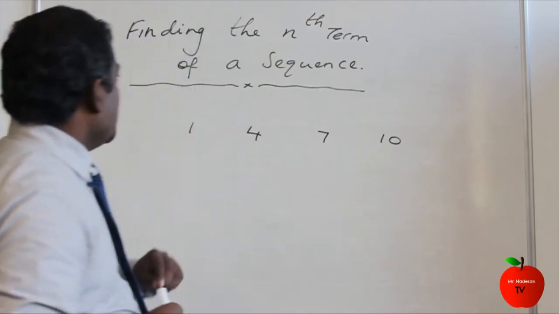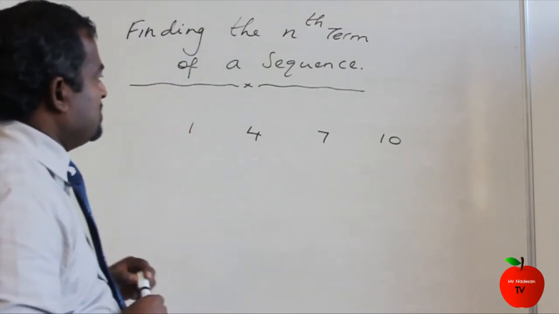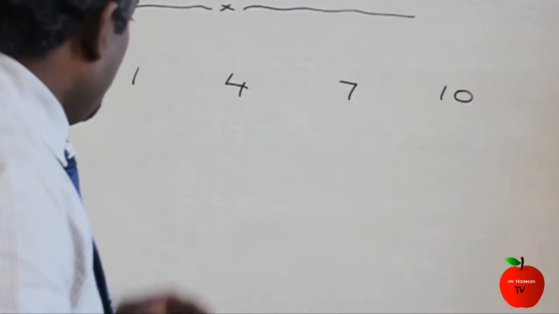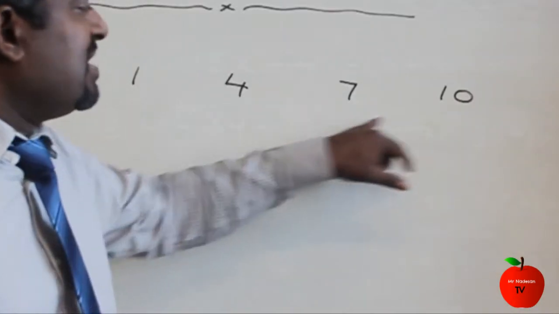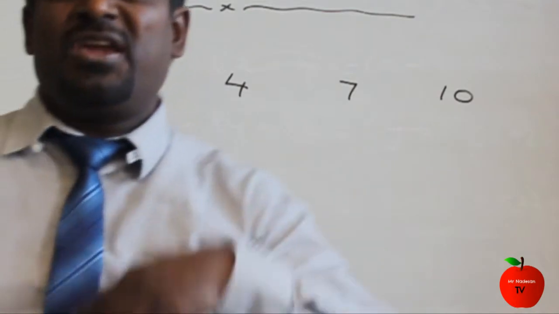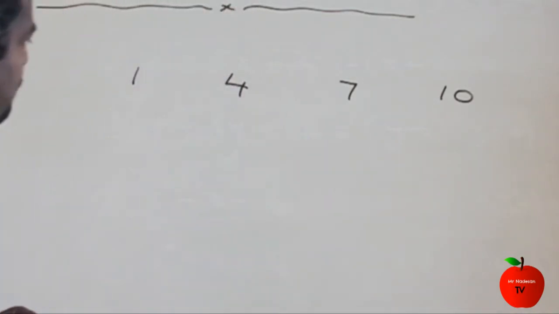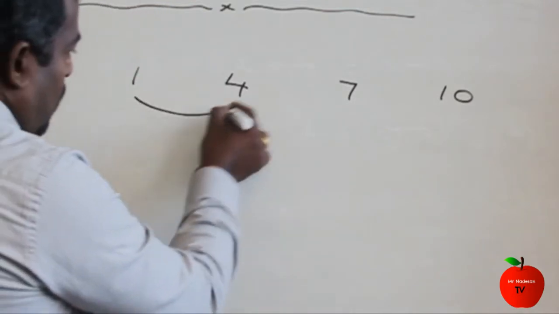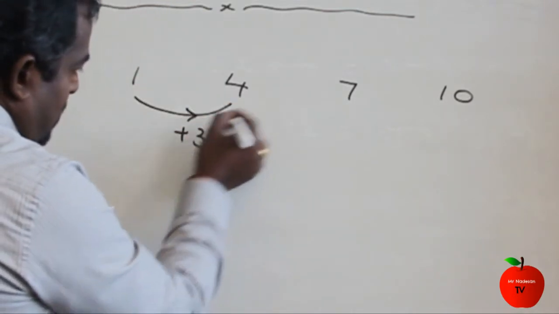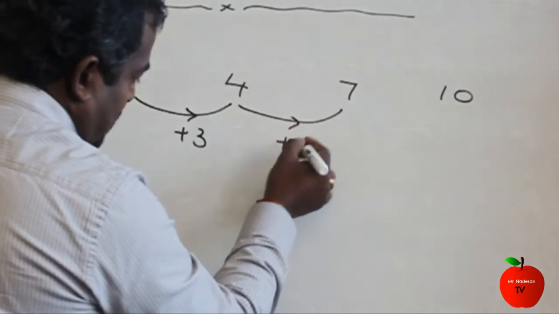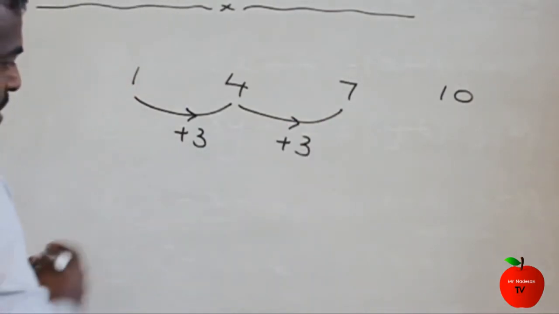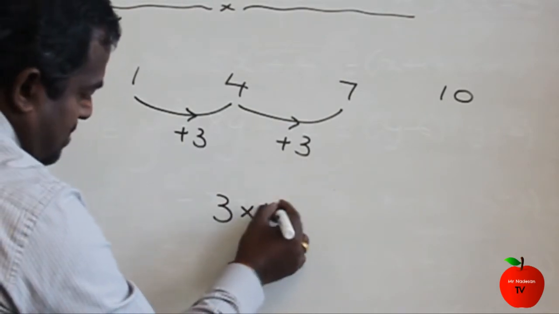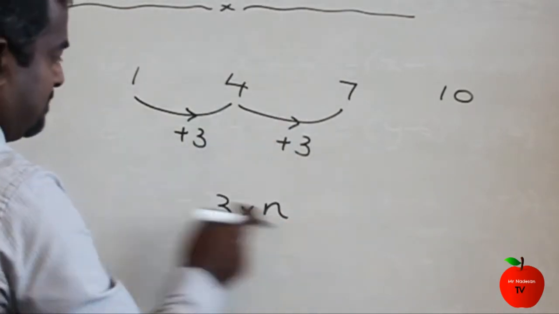And now we are looking at finding the nth term of a sequence. We've got the sequence 1, 4, 7, and 10. We'll see how we can find the nth term. So we have to get the rule first. 1 to 4, we have to add 3. 4 to 7 also, add 3. So the difference is 3, then times by n, because they're asking for the nth term.